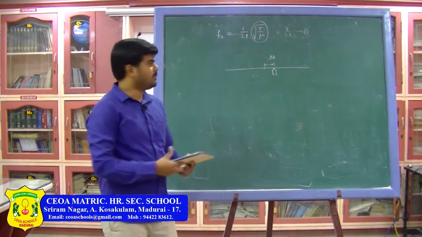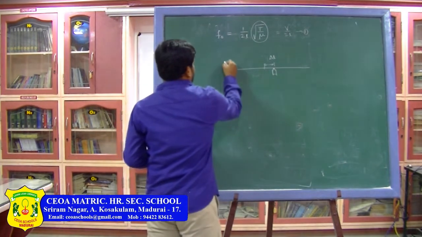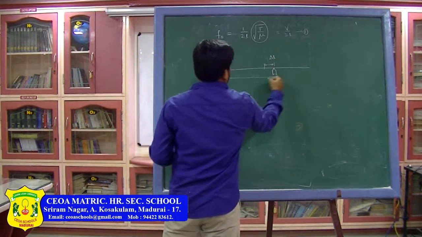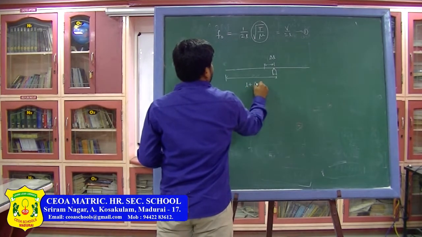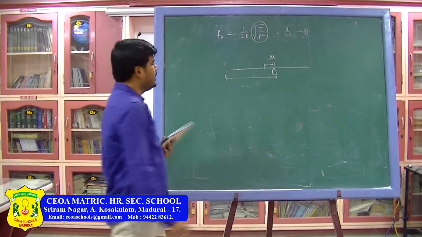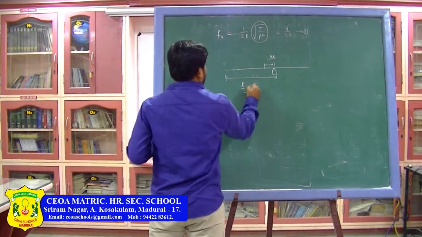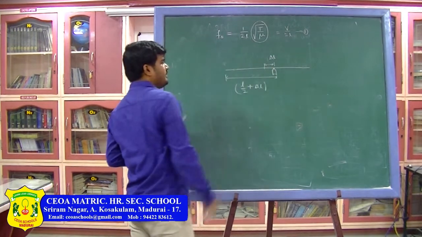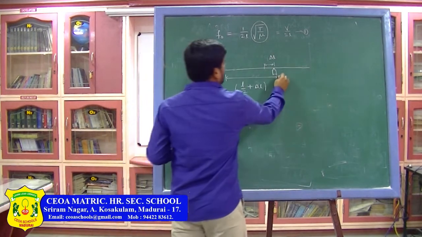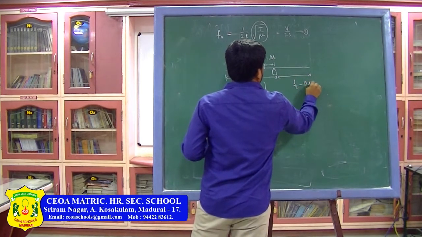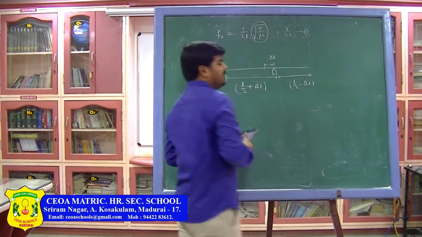If this is the total length, then from here to the midpoint the length is L by 2. So the left side portion length is L by 2 plus delta L, and the right side portion length will be L by 2 minus delta L. This is the right side portion length of the wire.